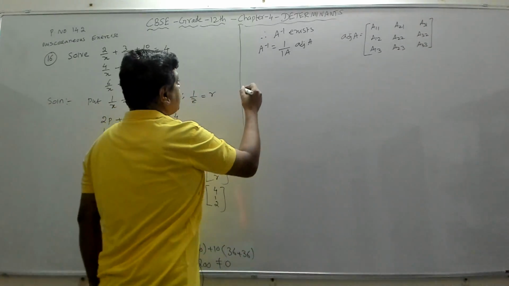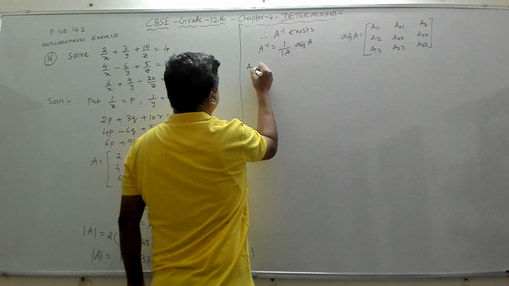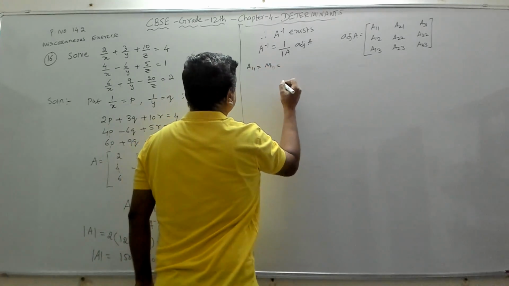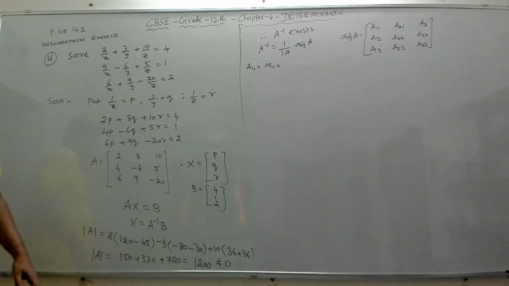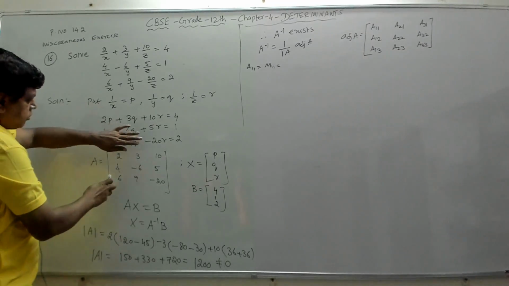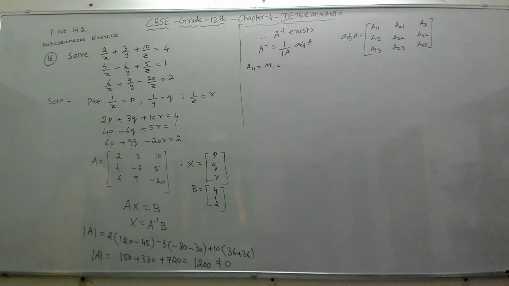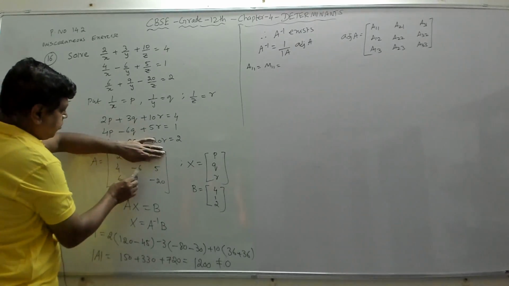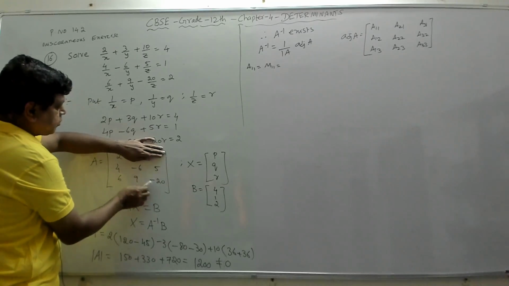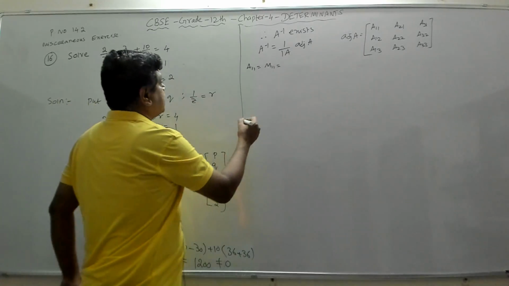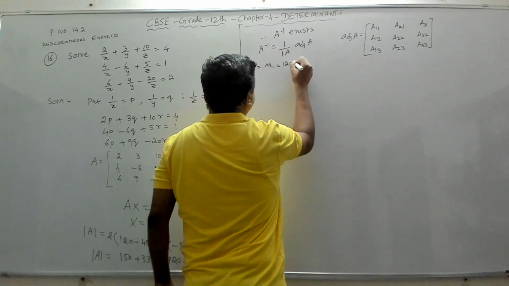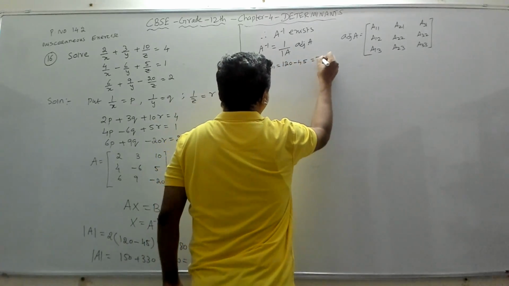Now let's find what is A11. So our A11 is equal to M11. What is M11? The minor of this element. So close this row, this column. This particular row and this particular column are closed. So if you close that, what do we get? So minus 6 into minus 20 is plus 120 minus 45. So plus 120 minus 45 gives you 75.